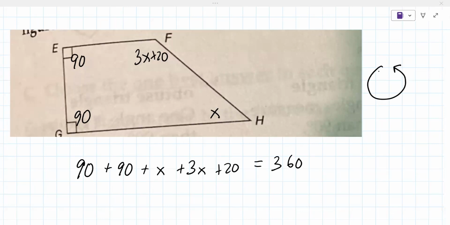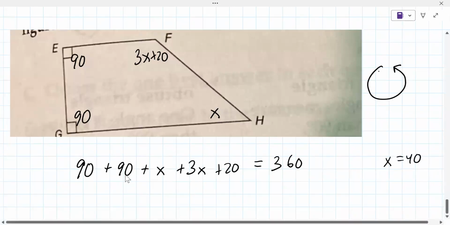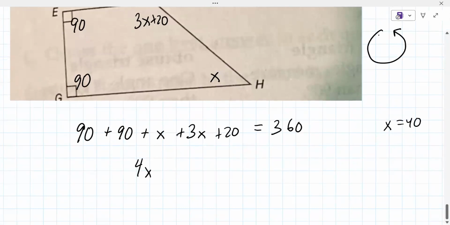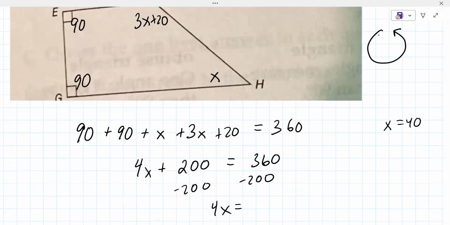Is it 40? Okay. Let's take a look here. I didn't actually work it out. What did you do first? I combined the stuff, so I made it 4x, and then 90 plus 90 plus 20, I think, is 200. Good. And then I subtracted 200 from 360 and got 160, and then divided it by 4, or 4x, and got 40.